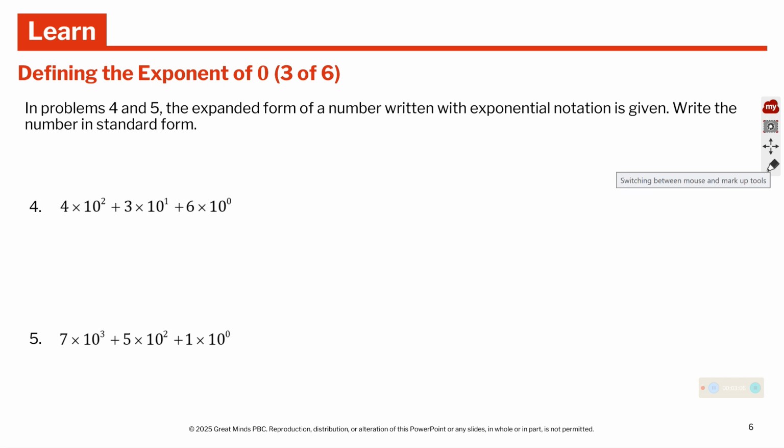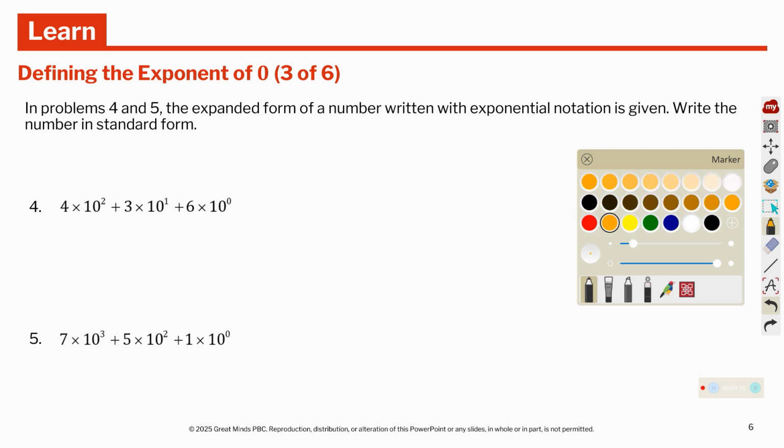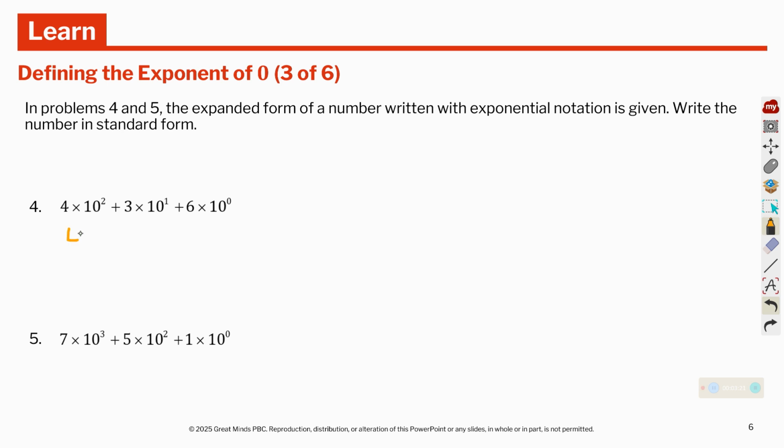In problems 4 and 5, the expanded form of a number written with exponential notation is given. Write the number in standard form. Well, 4 times 10 to the second would be 4 times 100, or 400. 3 times 10 to the first would be 3 times 10 for 30. 6 times 10 to the 0, well, 10 to the 0 is 1, and 6 times 1 would just be 6. In standard form, this turns into 436.